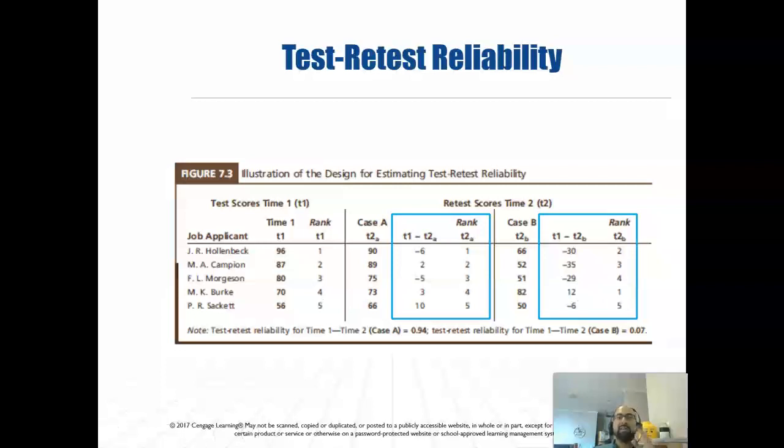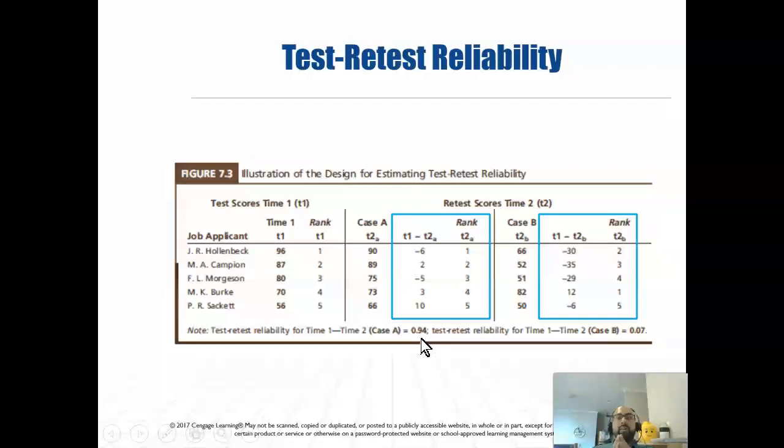Now, typically, when we do test-retest reliability correlations, what we like to see is a correlation of 0.5 or above. That's generally considered pretty good. And here we see it's 0.94. Very good.